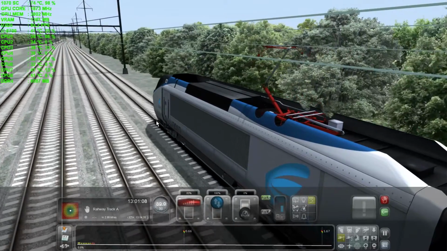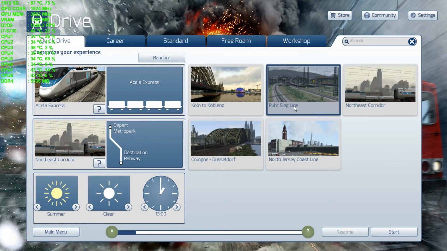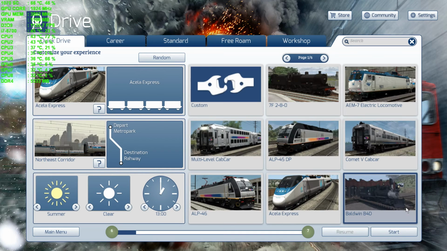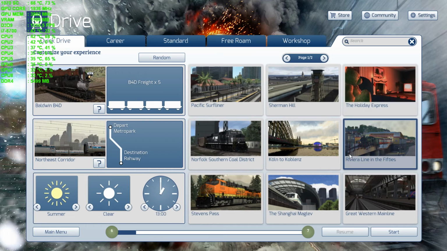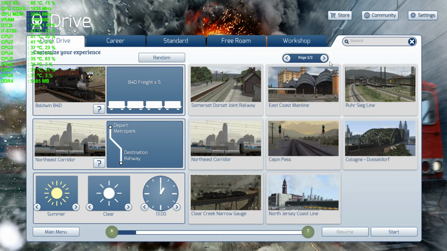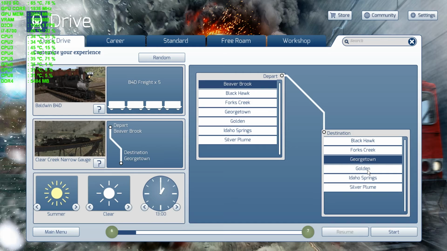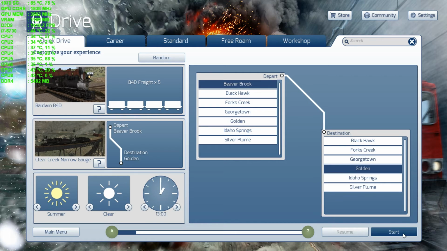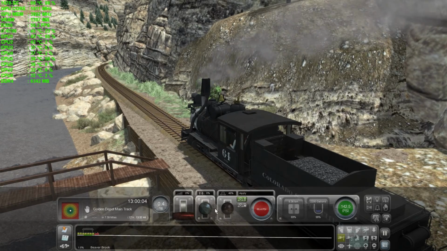Right, so let's take a look at a different route. Let me go with the Baldwin, and we'll go with a newer route. This route just came out this year. This is the narrow gauge, the Clear Creek. So we'll go from Black Beaver Brook to Golden. So let's check this one out. Remember, same graphic settings, everything's the same.